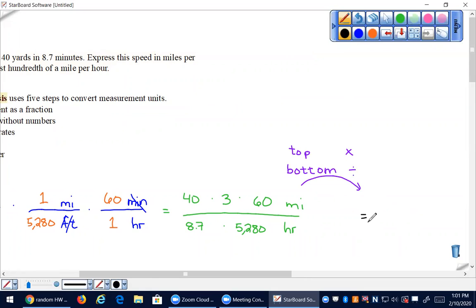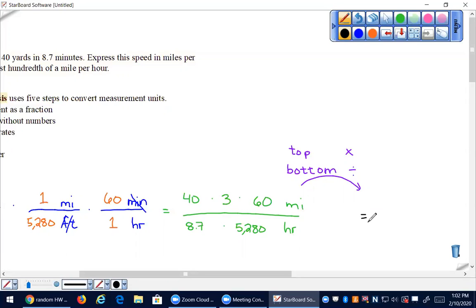Again, just to be different, as long as we're looking at this twice, I could multiply 40 times 3 times 60 and write one number on top. And I could multiply 8.7 times 5,280 and write one number on the bottom, and then do top divided by bottom. Right? That's what you did.